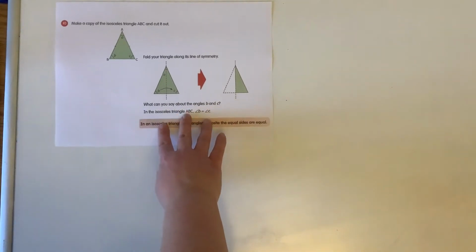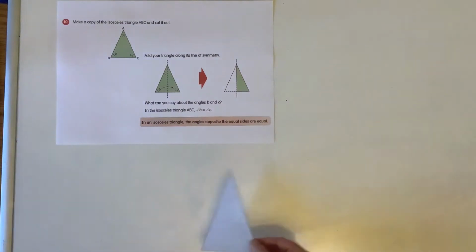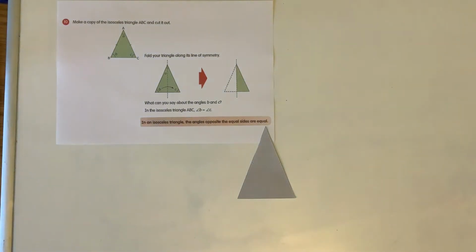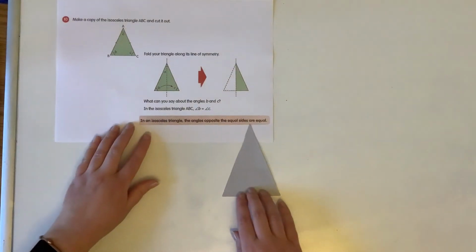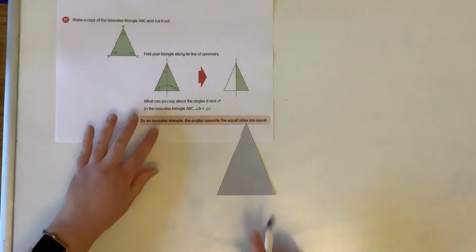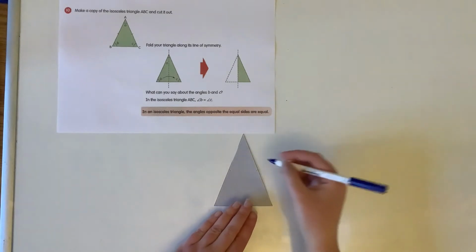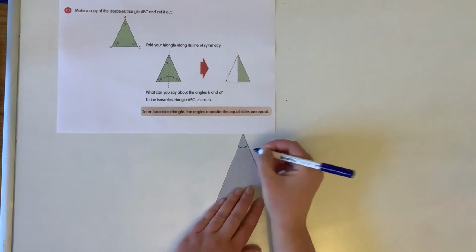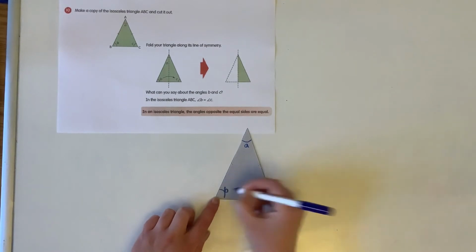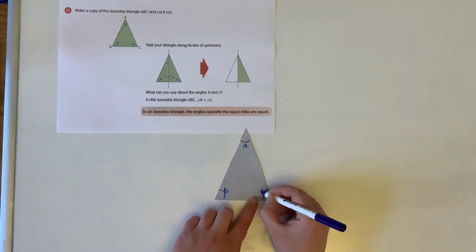You can have a go at this task with me, either by using the triangle that I put on the learning presentation, or just by drawing yourself an isosceles triangle, a triangle that has 2 equal sides. I've already cut mine out ready, and what I'm going to do is label this triangle. I'm going to label this angle A, this angle B, and this one C.